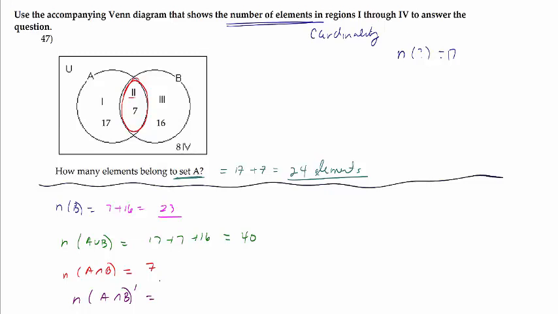Okay, so A intersect B is this part right here that we have in red. So I don't want that. I'm going to count everything else. So the 17, the 16, and then don't forget I have the 81 out here. So we get the 17, the 16, and then the 81. And so that's going to be 114. Okay, so like I said, there's a couple examples using a Venn diagram to find the cardinality of a given set.